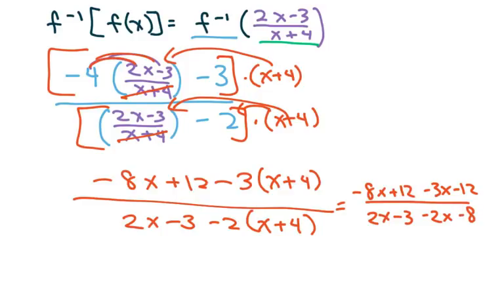So let's see what we can zero out. The 12's here, the 2's here. So we get negative 11x over negative 11, and that equals x. So we're good. They are indeed inverses of each other.